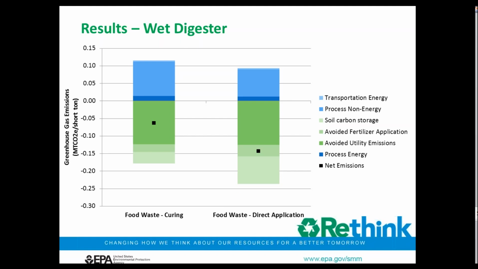This is due to the fact that some carbon losses occur during the curing process, so less carbon can then be stored after the digestate is applied to land. There's also a difference in terms of the process non-energy emissions. There's slightly more fugitive emissions of methane and N2O during the curing process than would apply if the digestate is applied directly to land.